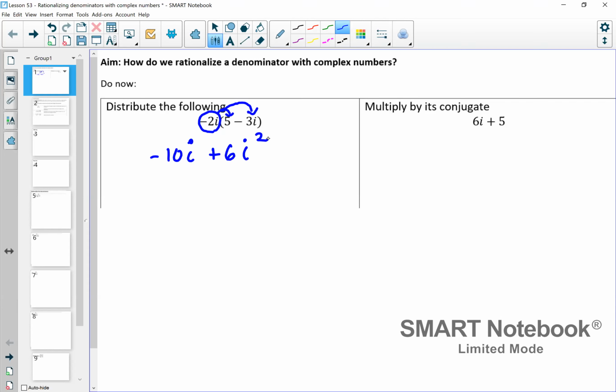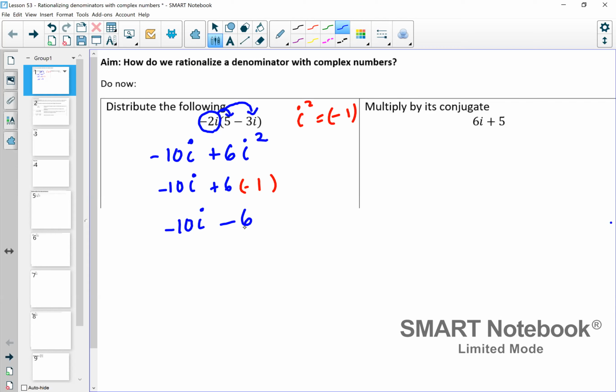Now we have to make sure we remember our rules of i. I cannot have an exponent greater than 1. We know when i has an exponent greater than 1, that it becomes something else. So i squared is really equal to negative 1. So what we're really saying here is negative 1 times a positive 6. And we can just bring this negative 10i down if we want. And a positive times a negative is negative 6. And a negative 10i is still here.